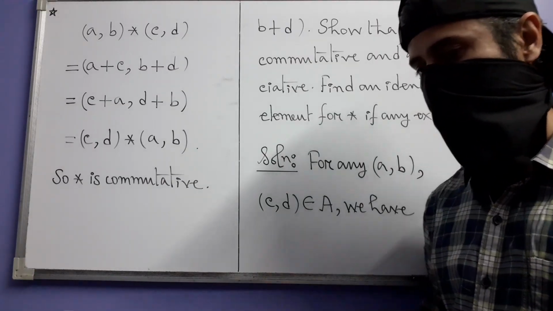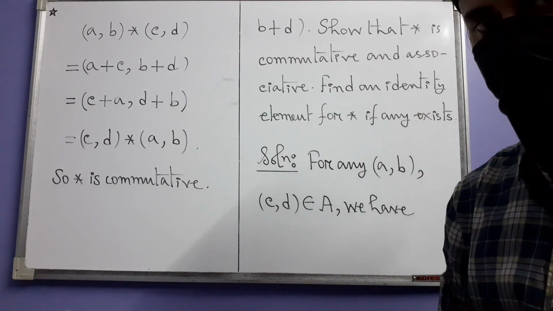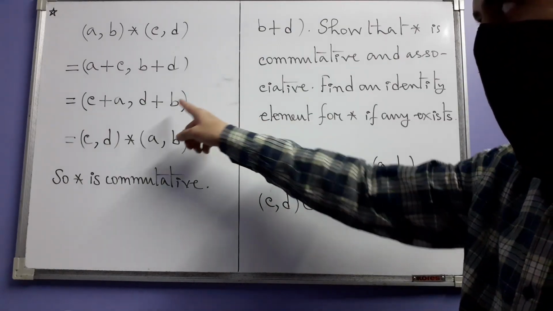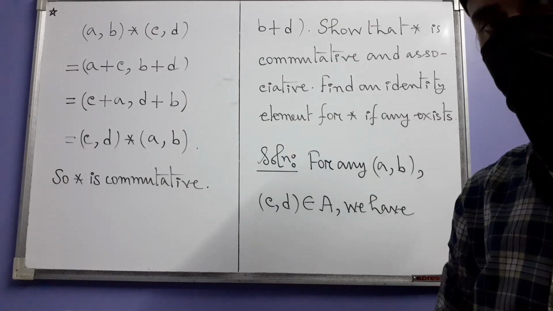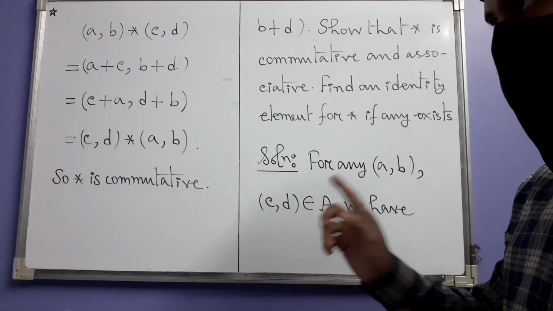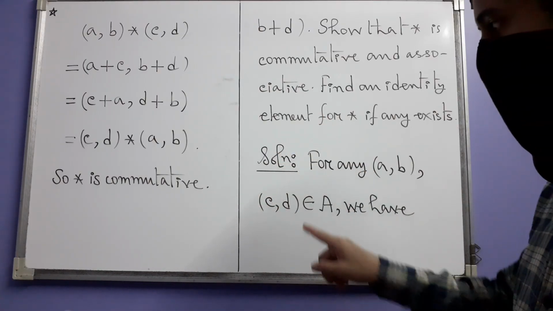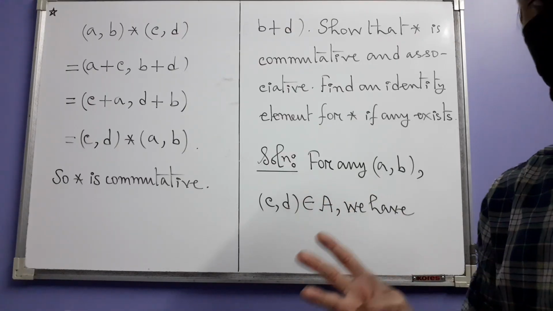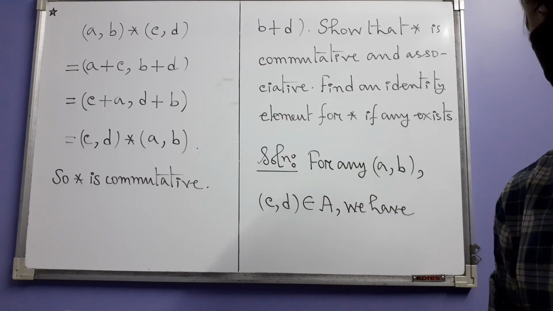And you can similarly prove that star is also associative using the fact that addition of natural numbers itself is associative. That part I am leaving to you. Don't forget that to show associativity, you are going to need three such pairs of natural numbers.